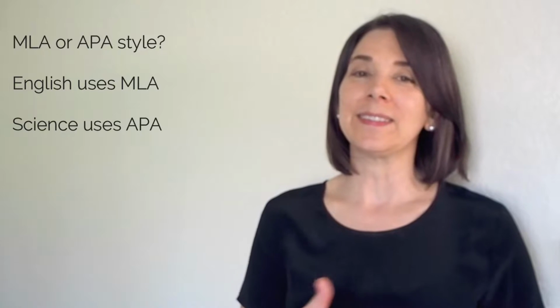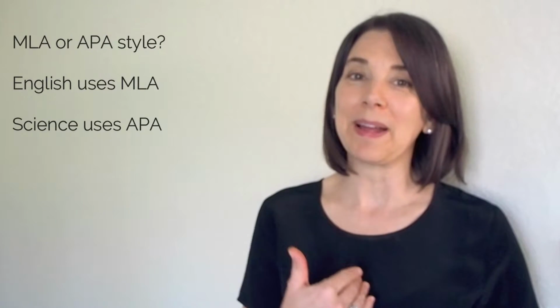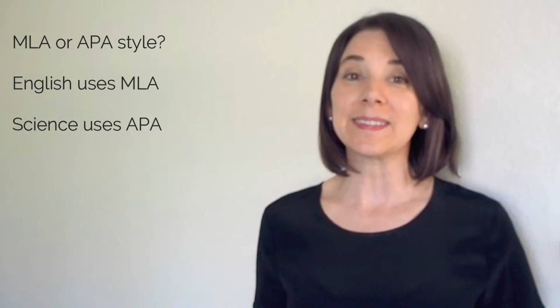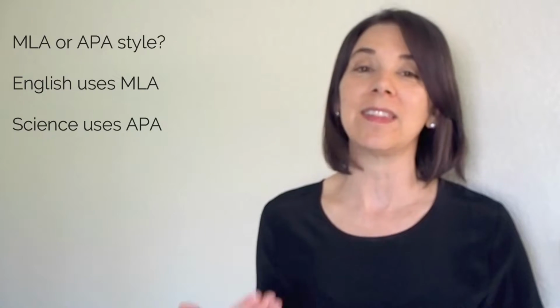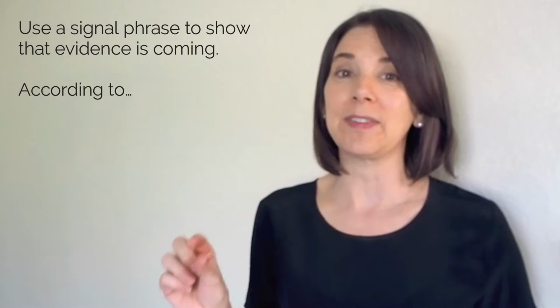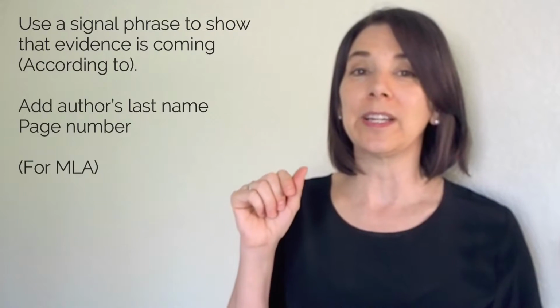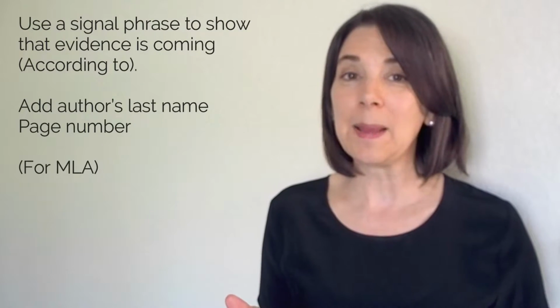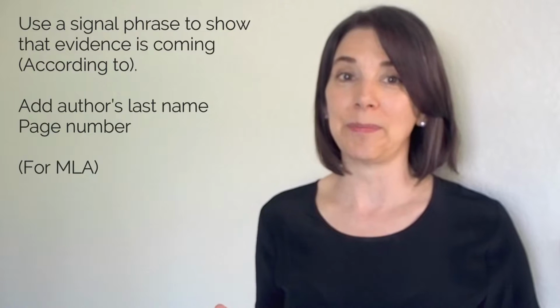For English classes, we use MLA. So in my class, we use MLA, but in science classes like biology, they use APA. So let me show you what MLA looks like first. We're going to use a signal phrase to show that evidence is coming, and we're going to include the author's last name and the page number.